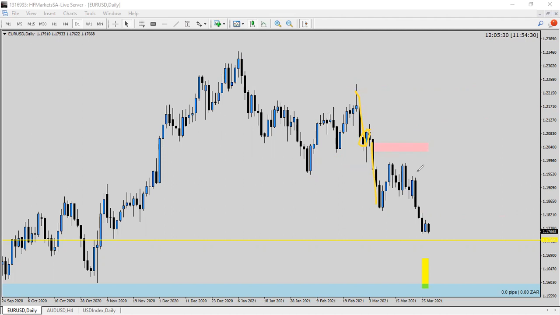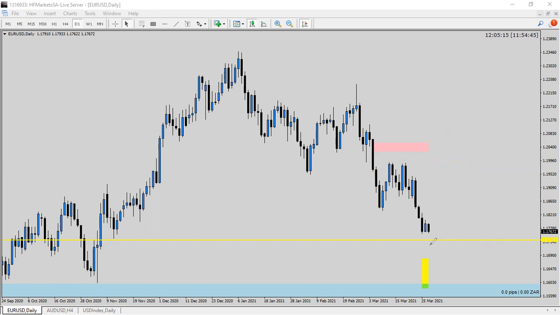So most obviously, I would expect price to be revisiting this area here, whether it revisits it and continues to the upside, or revisits it and then drops to the downside, which is most likely because we are in a bearish trend. I am expecting price to come back into this area.